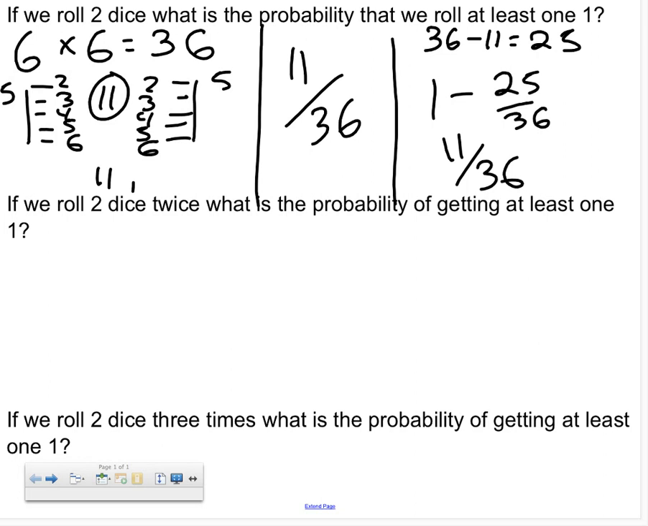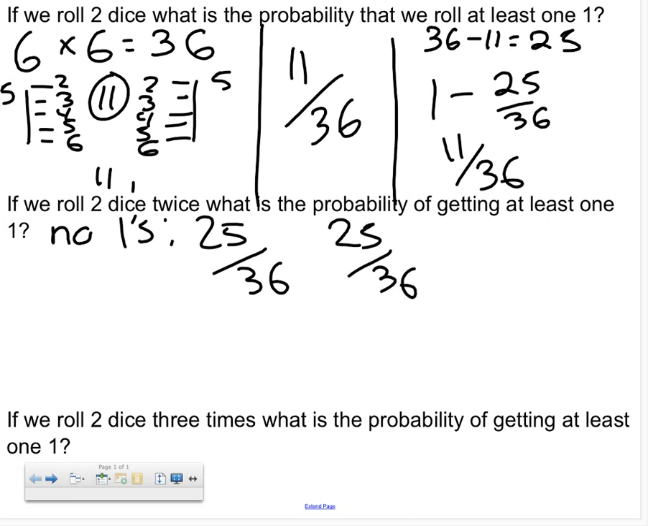So if we roll 2 dice twice, not to be rhyming at all, what is the probability of getting at least 1 1? Well, the chance of getting no 1s, okay, that's what we're going to figure out first. We're going to do indirect approach here. The chance of getting no 1s at all on the first roll is 25 out of 36. The chance of getting no 1s at all on the second roll is also 25 out of 36.